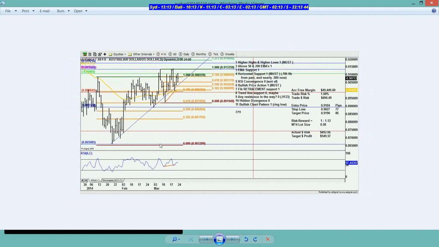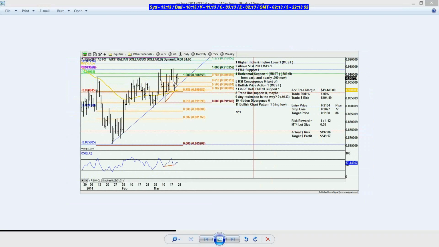You notice there's convergence, those orange lines. Higher highs above support. Fibs got in there, that's right. Trend line support, maybe. Yeah, I think it's a pretty weak trend line. But it could be. Hidden divergence, no. Bullish, ring low. Okay. Yep, that's all good.